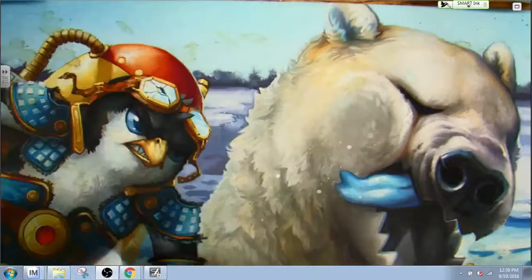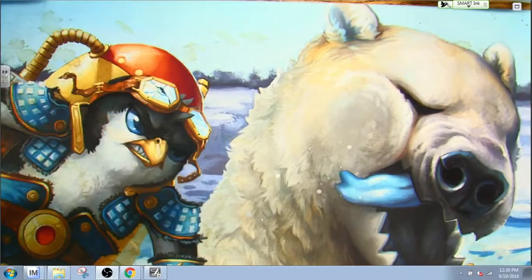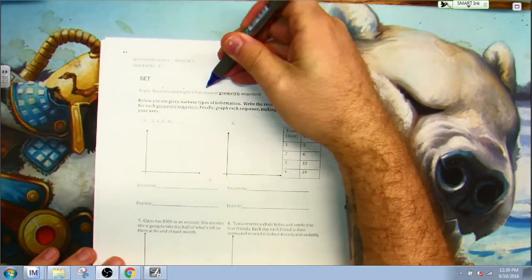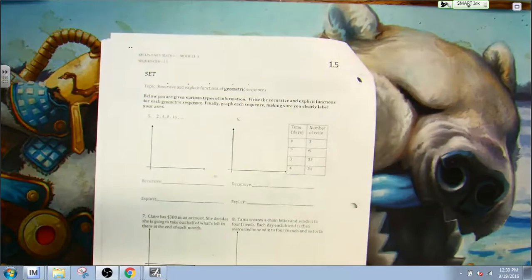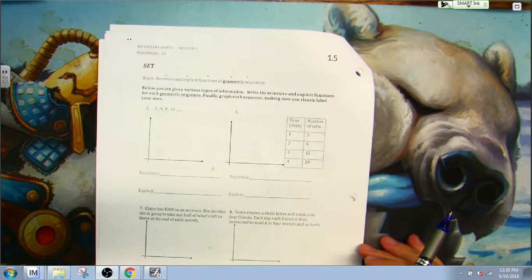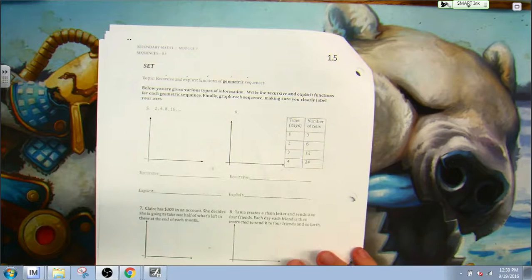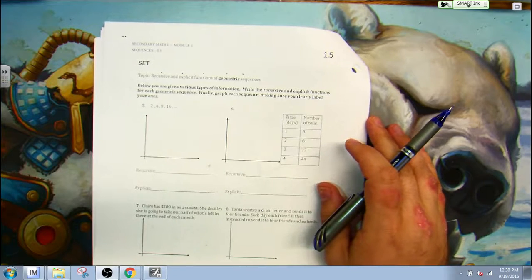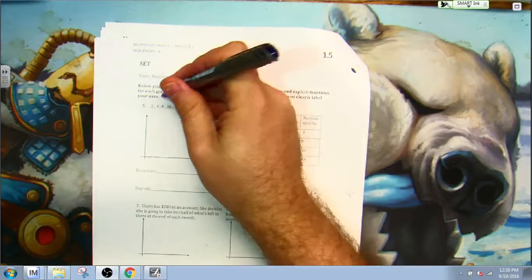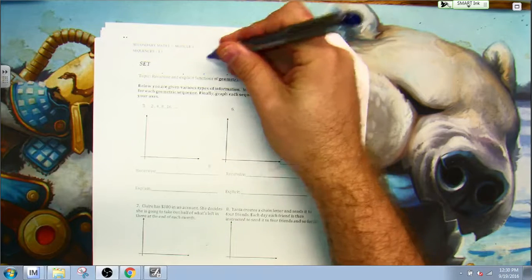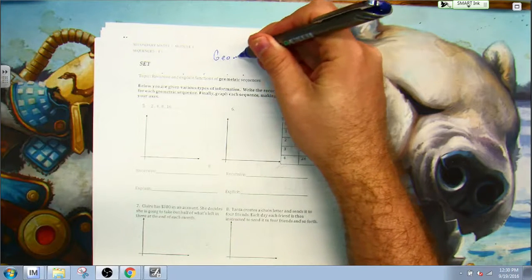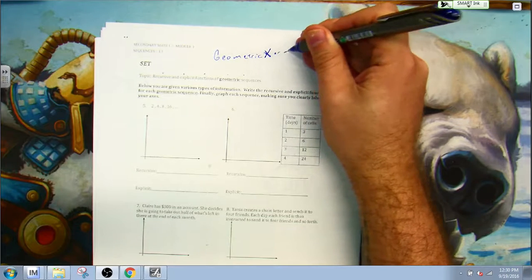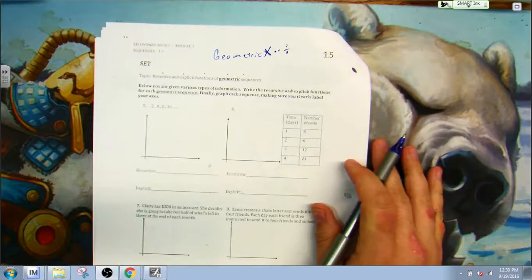When we turn the page, we have another group of problems, and it says this time we're working with recursive and explicit functions of geometric sequences. So you're going to have to refer to what we did on the board today in class. Now it says below you're given various types of information. Write the recursive and explicit functions for each geometric. So geometric tells us right away, geometric means we're going to be multiplying or dividing to go from one term of a sequence to another.